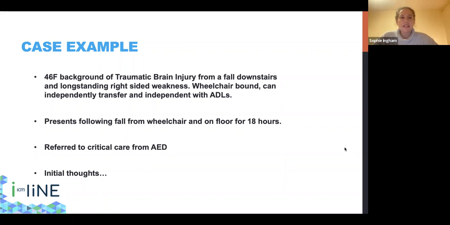In this case, it's a 46-year-old female with a background of a traumatic brain injury from a fall downstairs, and she's got a long-standing right-sided weakness. She's wheelchair bound, however, has got a good quality of life, can transfer independently, and she's independent with her ADLs. She presents following a fall from a wheelchair and is on the floor for 18 hours. She's been referred to critical care by the A&E doctor. You take the call, and that is all the information you have.